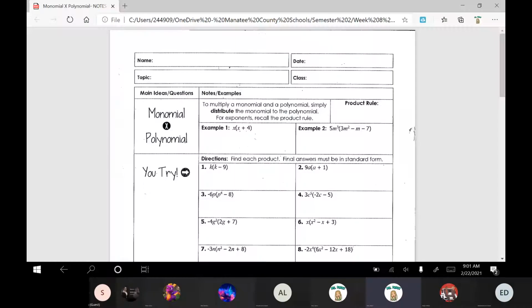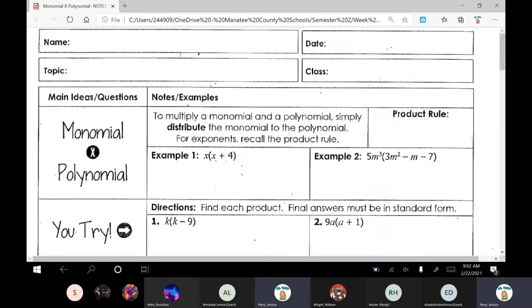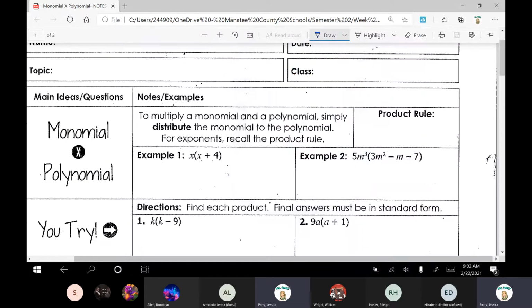And today what we're going over is notes on monomials times polynomials. We're going to be using some of the rules that we went over for all of our exponents. This one specifically today, we're focusing on the product rule, which again, I'll remind you that product rule. But first, let's read through. Let me get my pen ready.